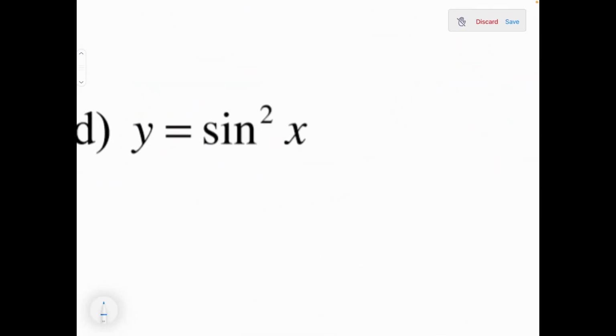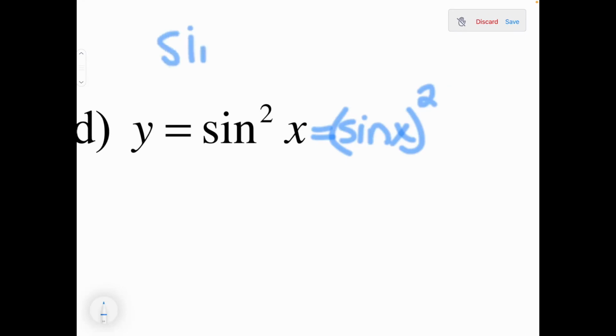Part D, y equals sine squared x. Typically, in notation, we put the squared in between the sine and the angle. That way we don't get confused. So this means the entire expression is being squared as opposed to just the x being squared. Those are 2 different expressions. And when the squared is between the sine and the angle, the entire expression is being squared, not just the variable x. So this would be power rule.